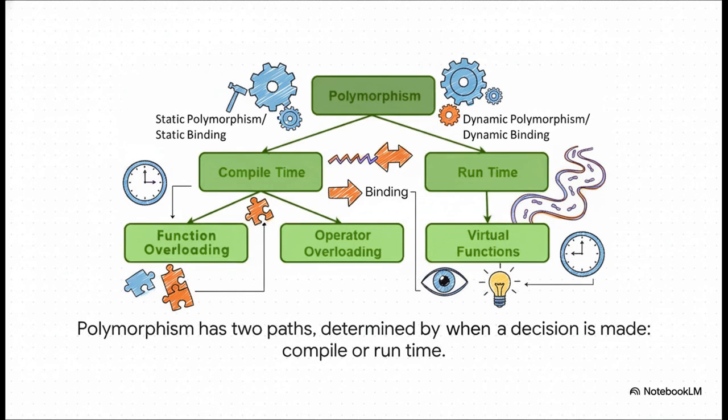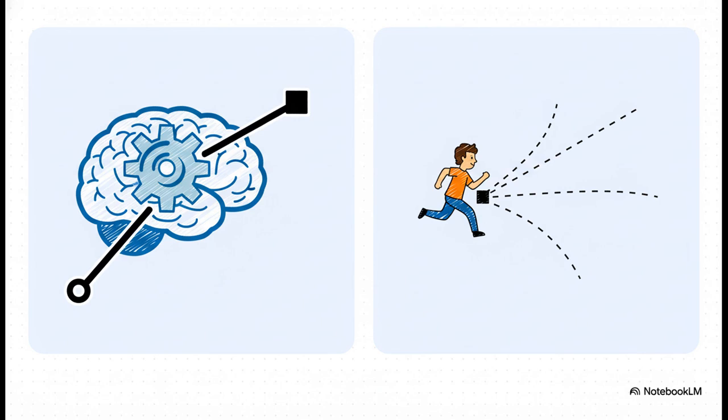This whole process of linking a function call to its actual code is a key concept called binding. This chart just lays out the difference perfectly. Think of static, or early binding, like this. The decision is made before the program even starts. The compiler locks it in, it's done. But dynamic, or late binding, is where the magic happens. The decision is made on the fly, while the program is actually running. And that flexibility, that's what makes it so incredibly powerful.